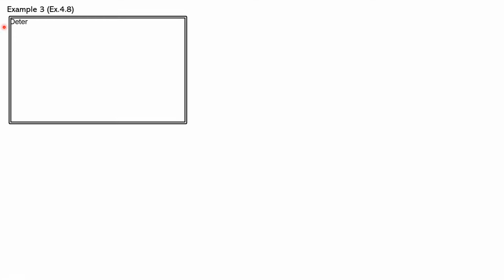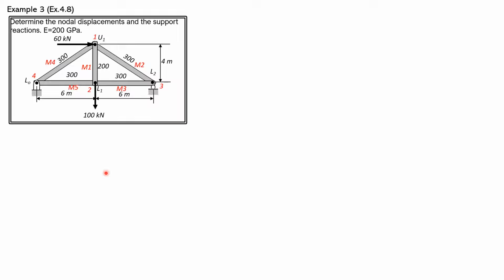So that's it. So let's have example 3. In this example, the degree of freedom is 5 by 5. So our calculator cannot be used here in inverting the 5 by 5 matrix. So instead, you'll have to use Excel. This is example 4.8 of your handouts. Determine the nodal displacements and the support reactions. E is 200 gigapascals. So that's the truss.